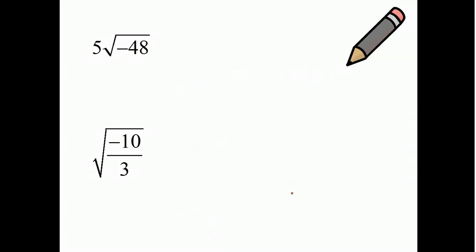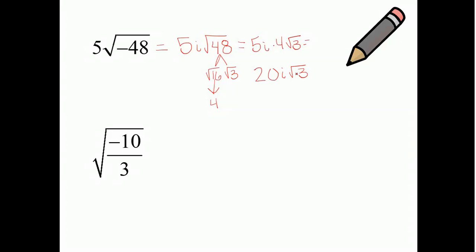Let's try it again. So 5 times the square root of negative 48. The very first thing I know is I'm going to take out an i to get rid of that negative under the square root. Now 48. What numbers can go into 48? 16, I think, can. So 16 and 3. The square root of 16 is 4. So I can rewrite this as 5i times 4 square root of 3. Let's simplify this down even further, because this is multiplied. 5 times 4 is just 20. So I have 20i square root of 3.